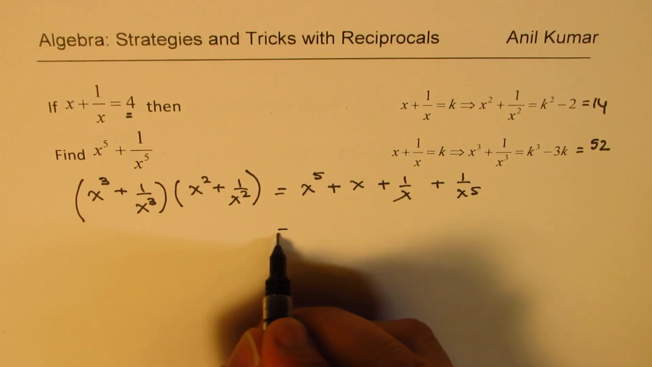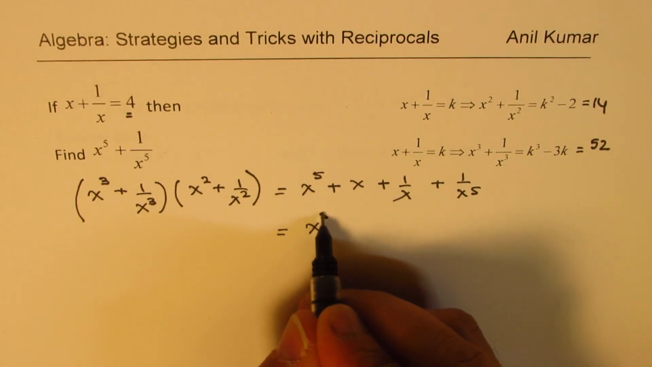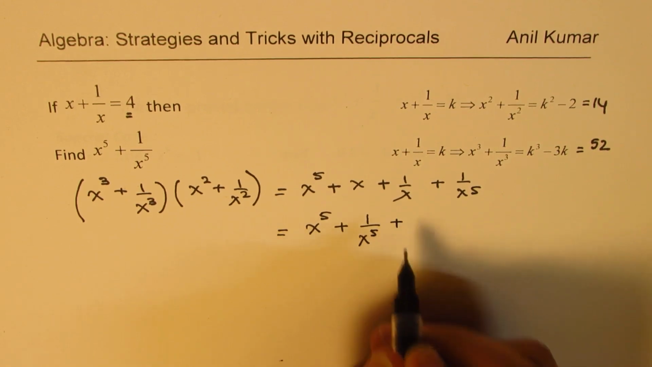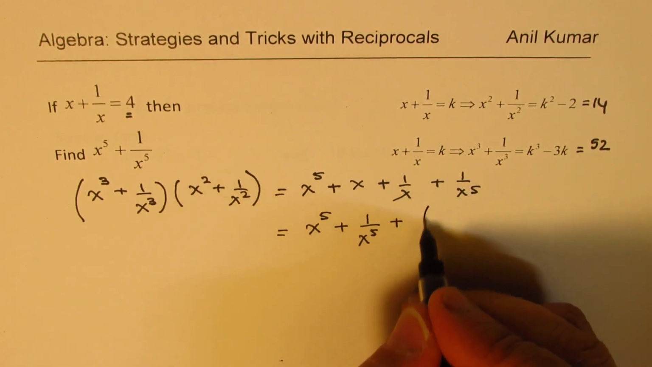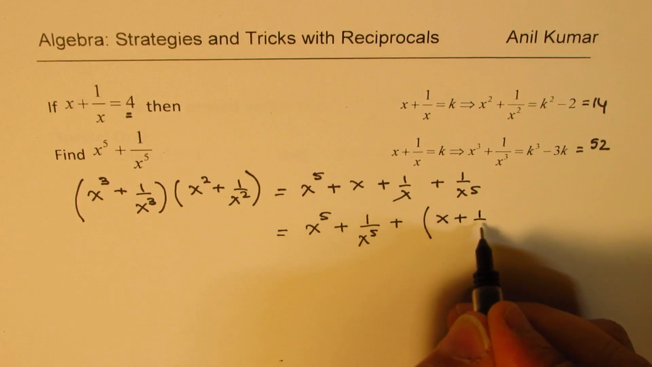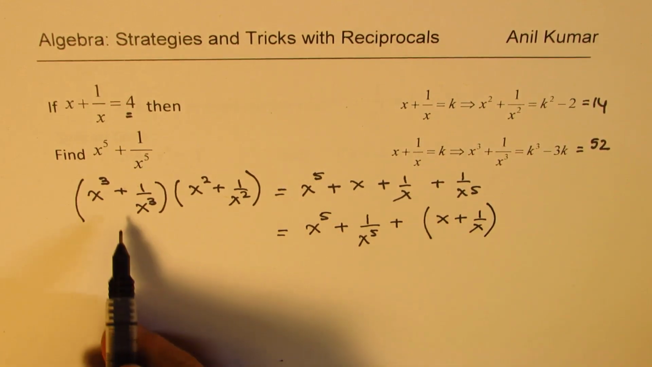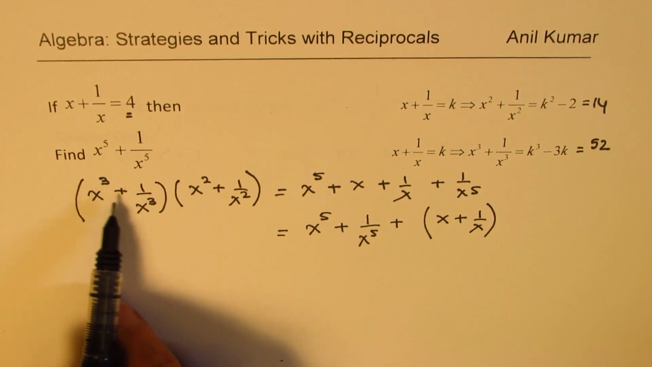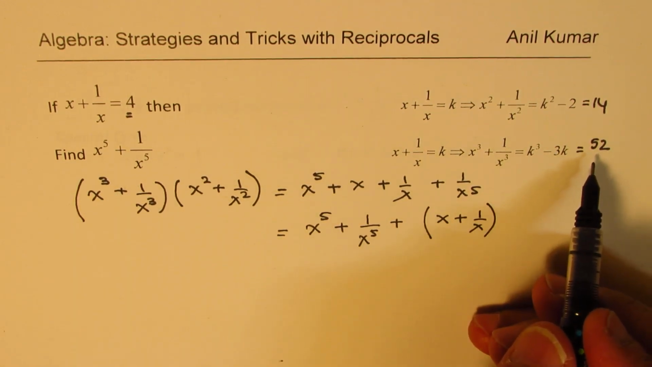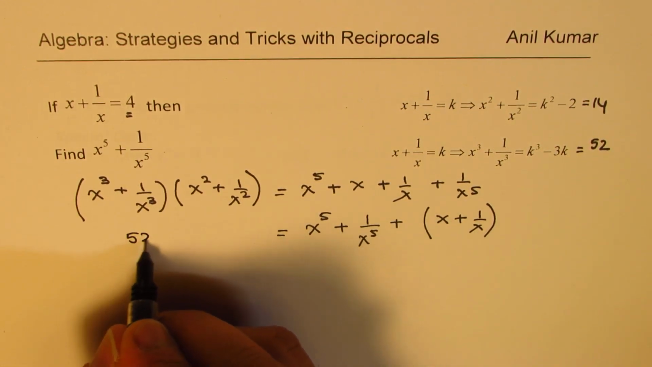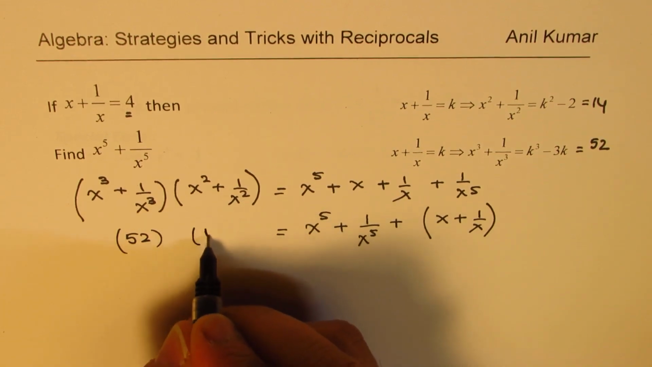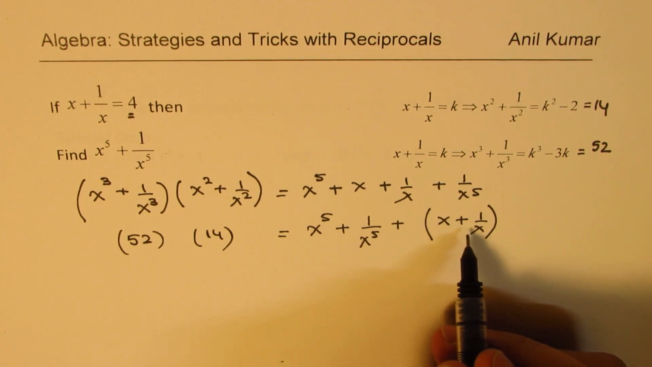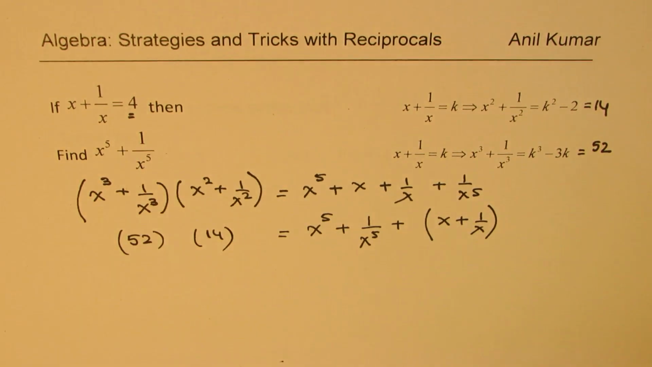Perfect. Now here, what we need is x to the power of 5 plus 1 over x to the power of 5. And what we have here, one more addition term, is x plus 1 over x. On the left side, these two terms are known to us. We found that x cubed plus 1 over x cubed is 52, right? And this value was 14 using the above formula. We also know what x plus 1 over x is. It is equal to 4, right?